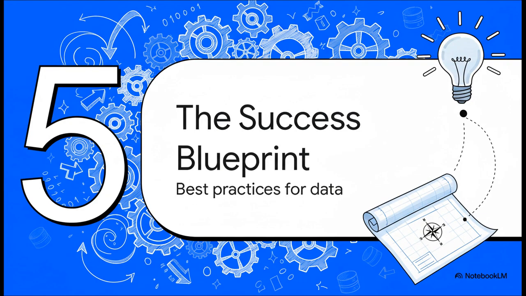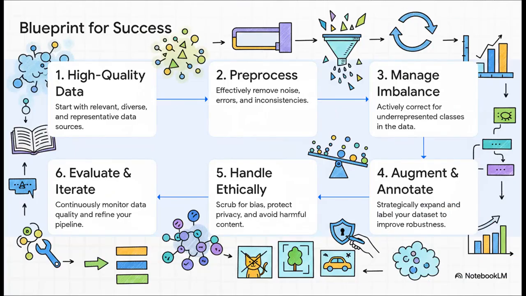So after all that, how do we actually guarantee success? Well, it all comes down to following a clear, actionable blueprint that's built on best practices. And here it is. It all starts with high-quality data. Then you pre-process it effectively. You have to manage imbalance for fairness and accuracy. Next, you strategically augment and annotate to make your dataset even stronger. And critically, you handle it all ethically. And finally, you never stop evaluating and iterating. This isn't a one-and-done checklist. It's a continuous cycle of improvement.